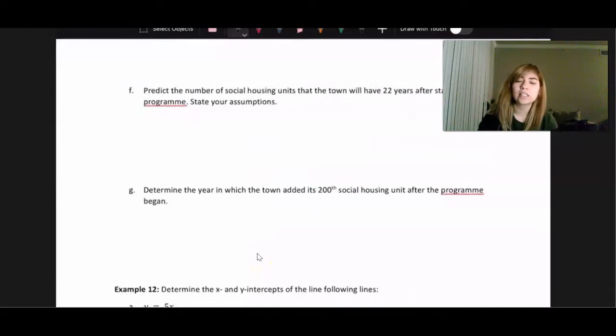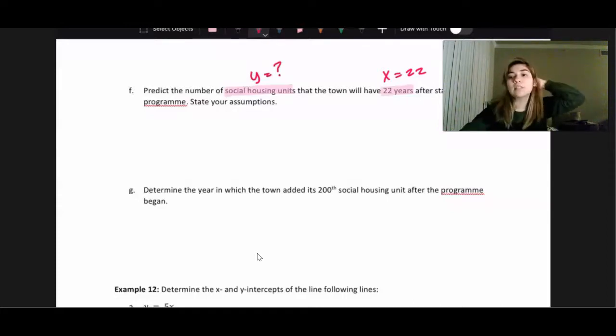Part D is telling you to do the same thing: produce the number of social housing units after 22 years. Here we know it's going to be a larger amount, because my x is larger, therefore my output is going to be larger. I'll let you solve this one on your own. This is the same thing as part E.